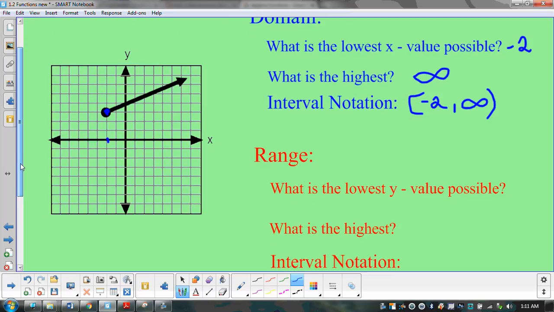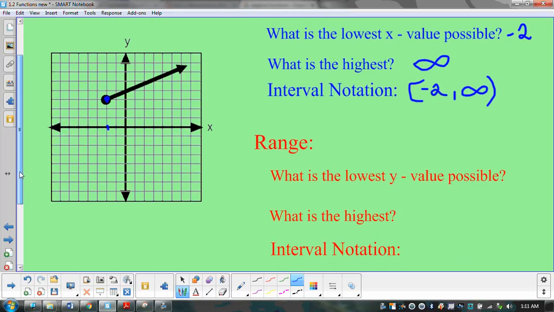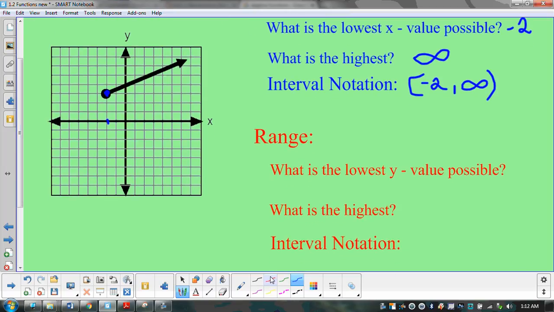Now let's look at that exact same graph and look at its range. What is the lowest y value? Well, the lowest this graph goes is right here, and its y value is a positive 3. What is the highest it goes? Well, it keeps going up and up and up, and it never ends. So that would be to infinity. So this graph goes as low as 3 and as high as forever.